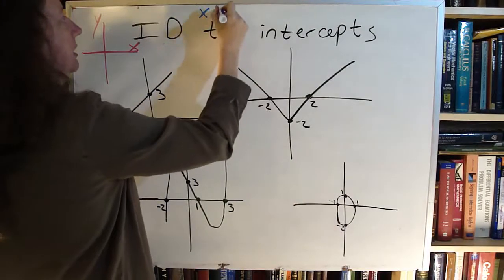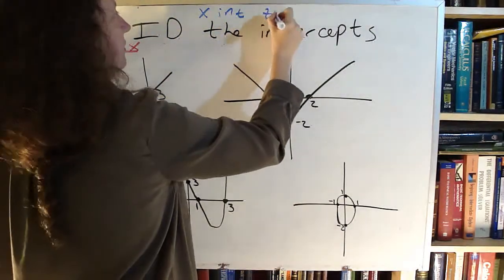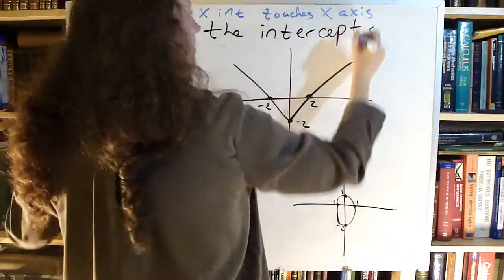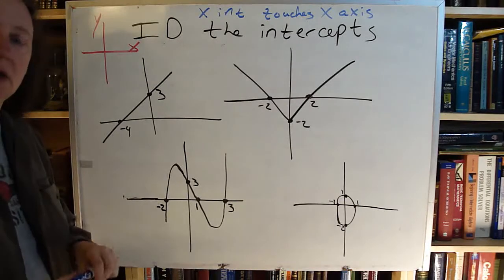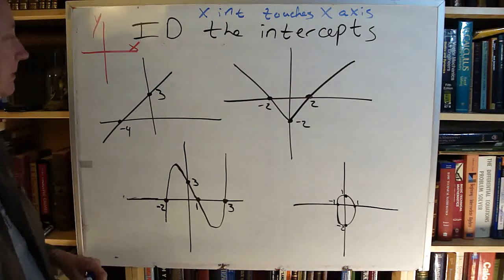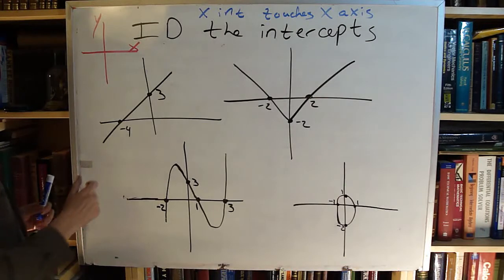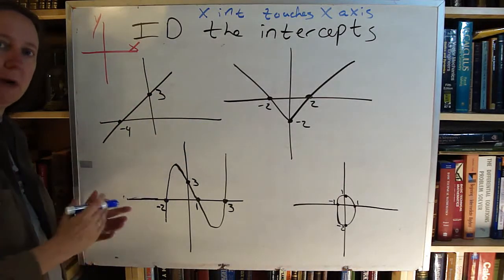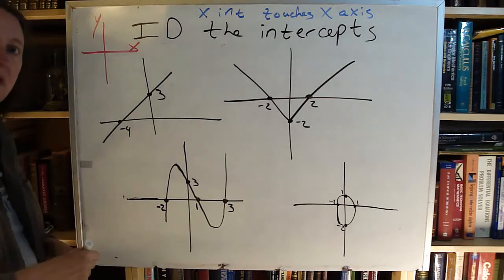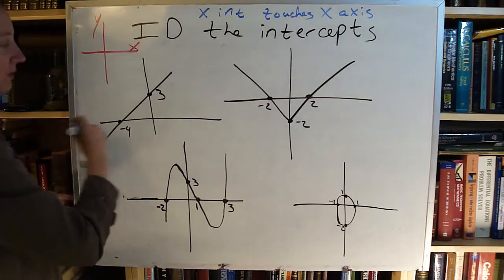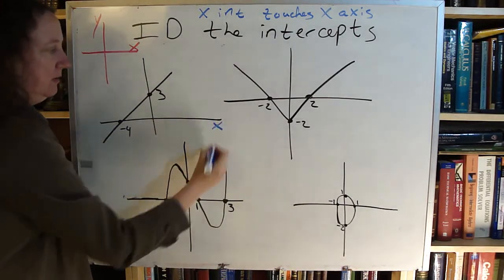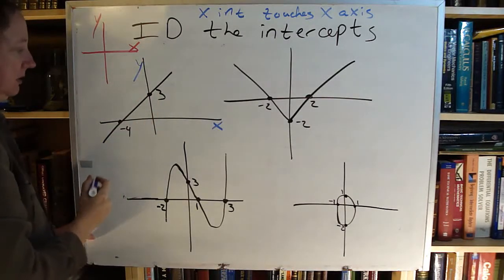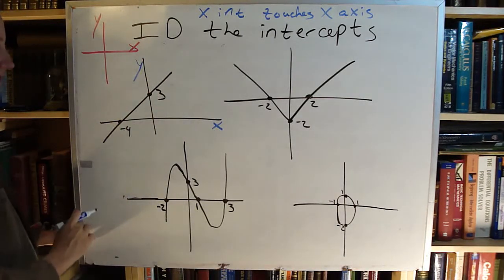So an x-intercept touches the x-axis, and the y-intercept touches the y-axis. Looking at this first example, the first thing I have to do is identify which is my x-axis, which is my y-axis, and where is my line. My left-right is my x-axis. My up-down is my y-axis. So the other one here is my line.